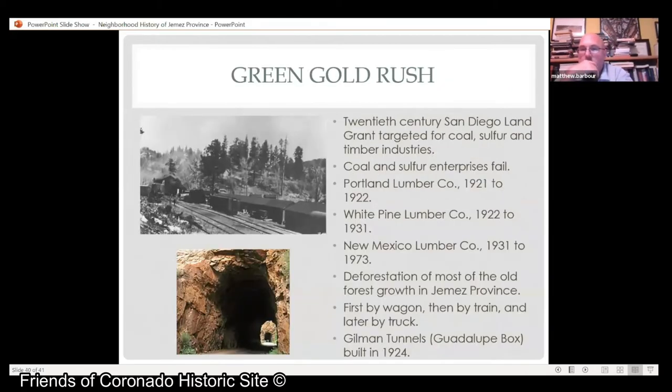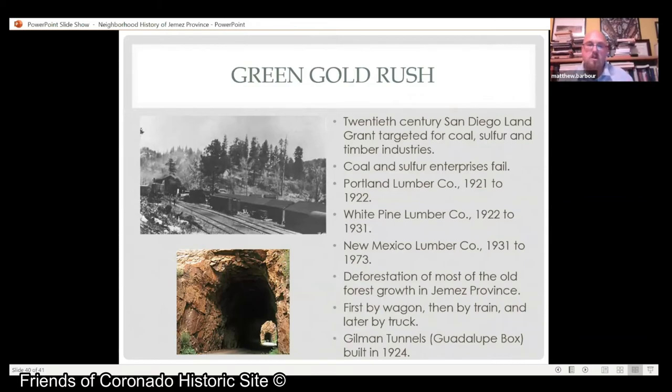During the early statehood period, Jemez Province goes through one more transformation, which is the Green Gold Rush. And this is where I'm going to end the talk for today. But during the 20th century, the Baca land grant was targeting coal and sulfur. There really isn't any in the Jemez Mountains. There's a little bit of sulfur, but it's not profitable. The big thing was the Green Gold Rush. It's pretty much one company that goes by different names. It was first known as the Portland Lumber Company, then the White Pine Lumber Company, and the New Mexico Lumber Company. Pretty much all the old timber, the old ponderosa pines that had been living in the Jemez Mountains for years, are all removed.